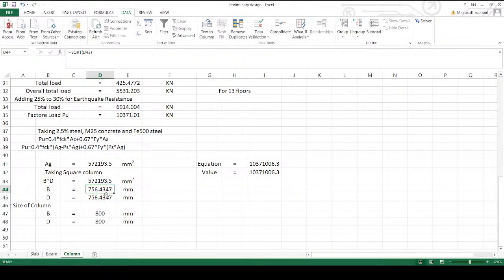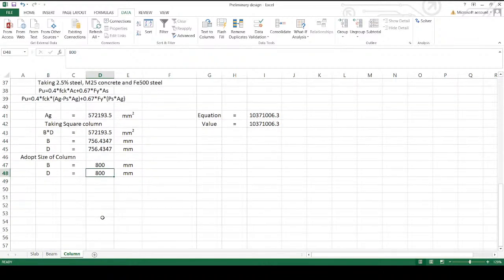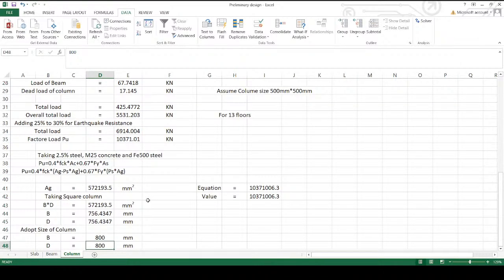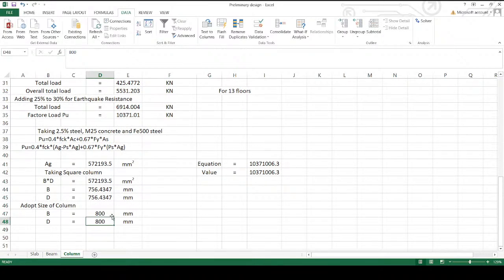We have got 756, and D is equal to this, and I am assuming the size of the column, adopting the size of the column greater than this, that is 800 by 800. Here we have got the preliminary size of the column, 800 by 800 mm.